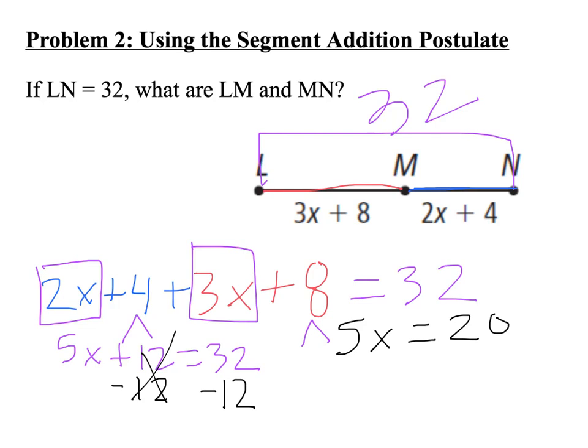And now I'm looking at this, and I have 5 times. Whenever there's a number right next to a variable, that means multiply. So 5 times x, to get rid of multiplying, I have to divide. So divide by 5 on one side means I have to divide by 5 on the other side.